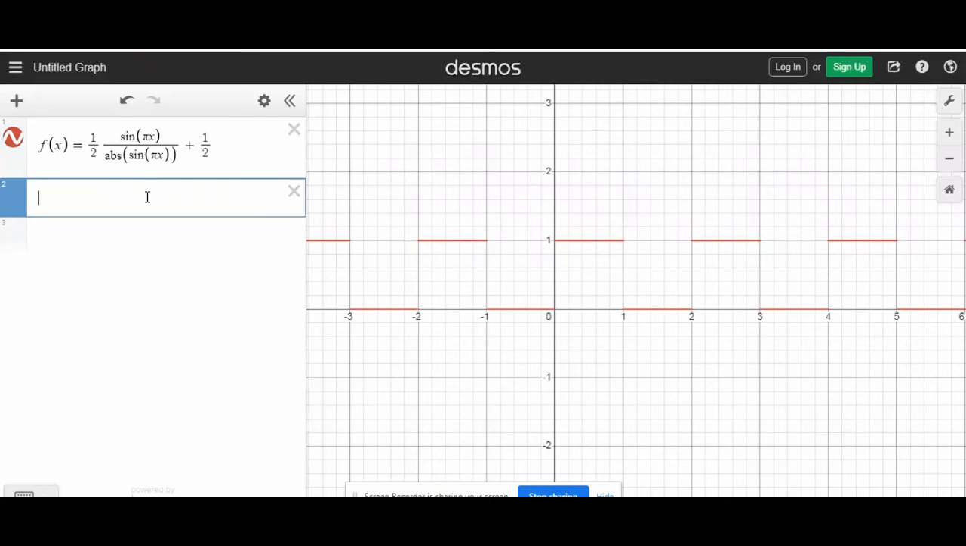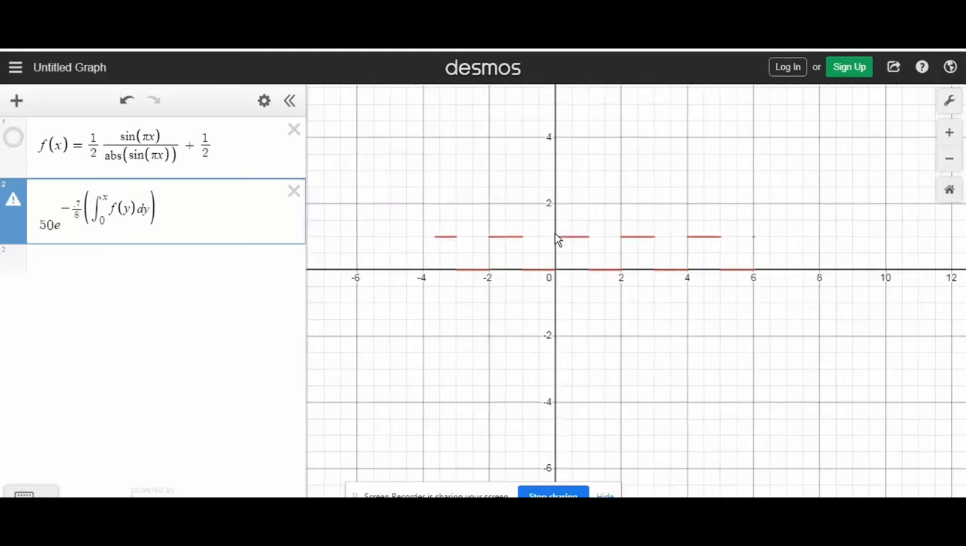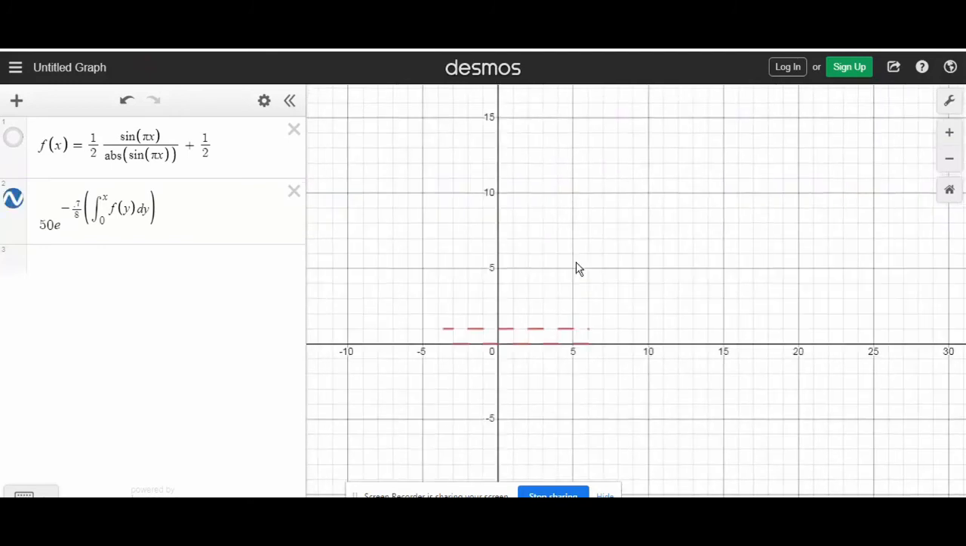I'll just skip to the solved part where we have 50, which is the initial concentration of our pollutant, multiplied by e to the negative 0.7, the rate, divided by the volume, which was 8, multiplied now by the integral from 0 to x of f of y dy. But remove that. Let's zoom out.